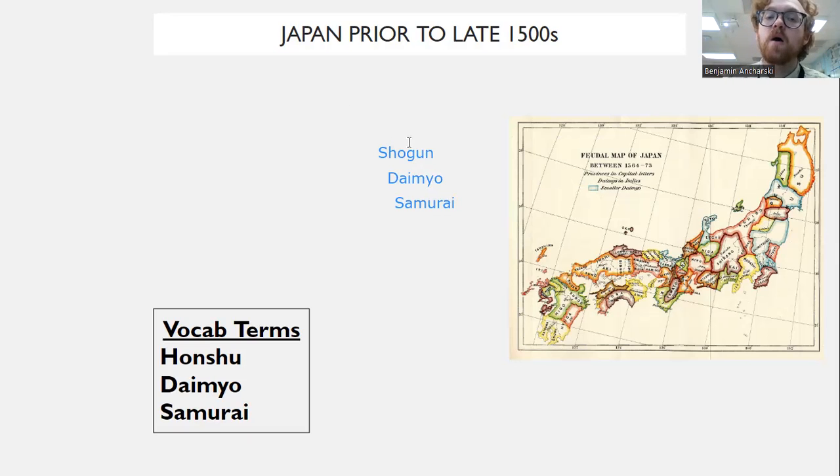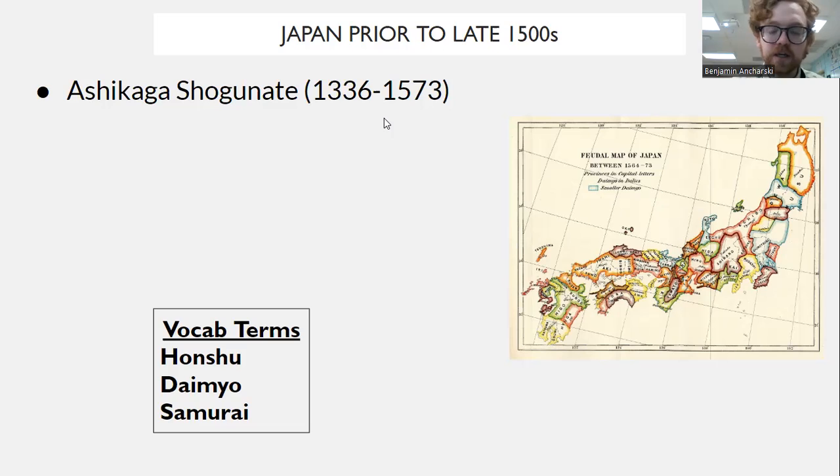However, the system of a shogunate, much like what we've talked about in the past, is very decentralized. Feudalism is a decentralized form of government. And that is what's going to characterize the Ashikaga shogunate. The Ashikaga shogunate emerged, as you remember, largely in response to attempts by the emperor to centralize power.